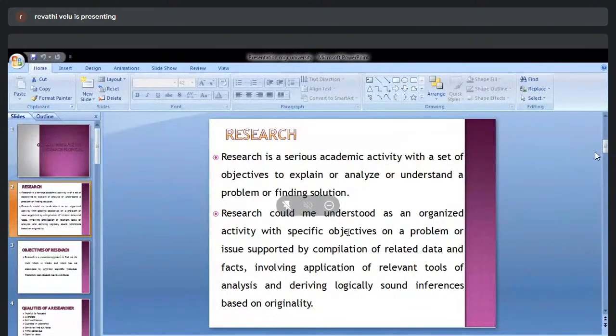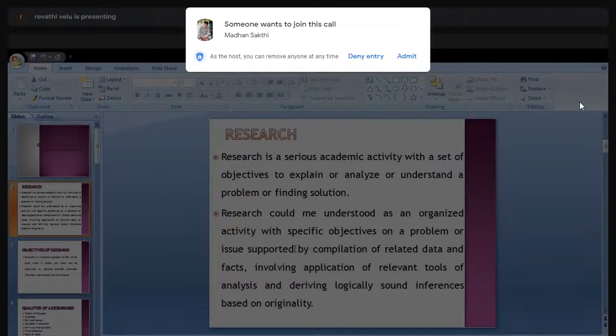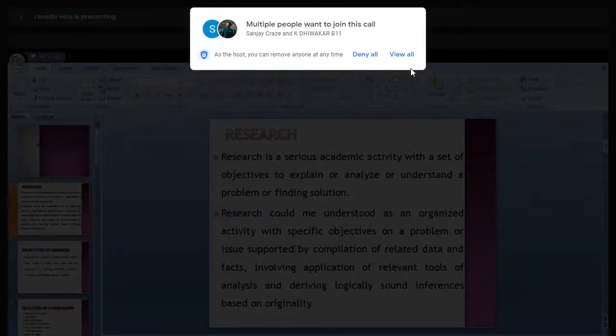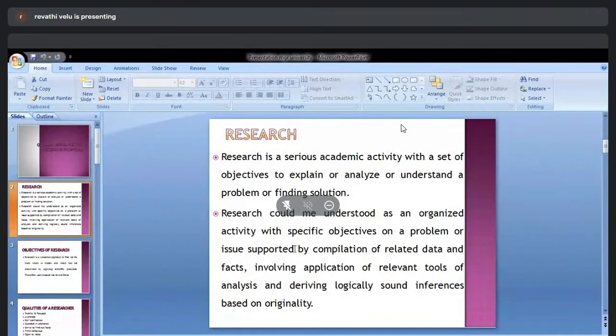Second point, research could be understood as an organized activity with specific objectives on a problem or issue, supported by compilation of related data and facts, involving application of relevant tools of analysis and deriving logically sound inferences based on originality. Now we are going to identify the problem. For example, you are going to find out the stress among BPO employees in Chennai city. This is your topic. You identify the problem. The main objective of the study is to find out what type of stress the BPO employees have in a particular company, with particular reference to Chennai city. So now, what will be the next step?